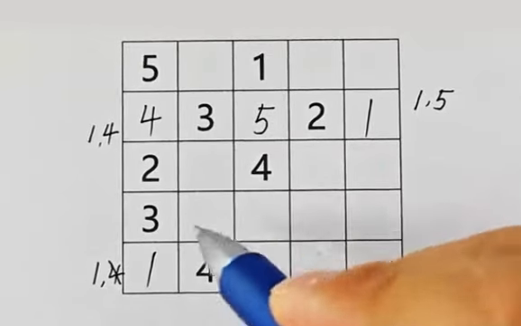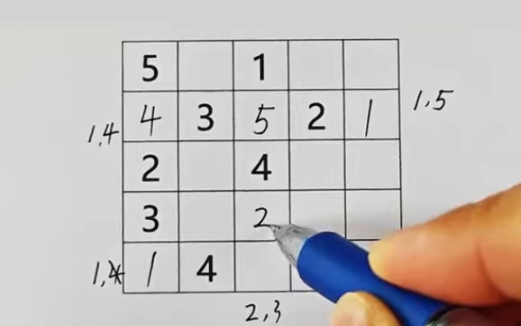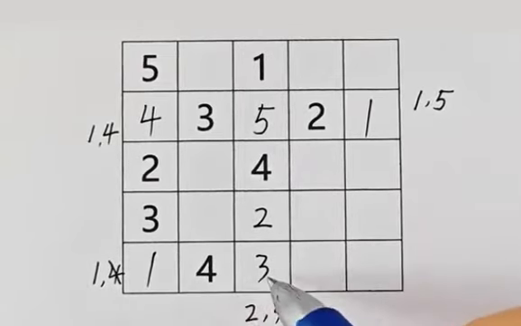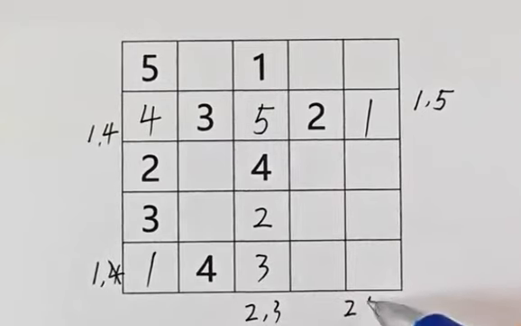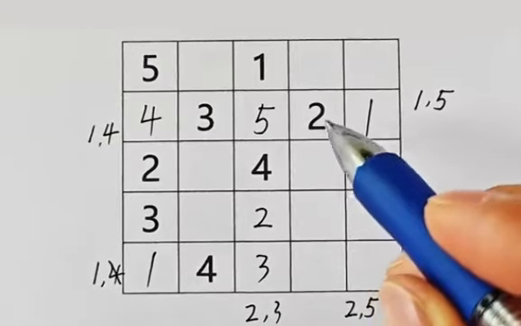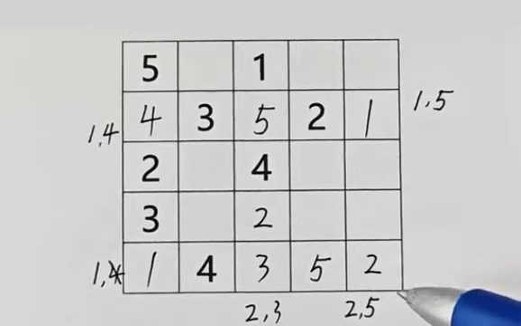Looking horizontally, there's already a 3 here, so it can't be 3. It can only be filled with 2, and here, it can only be 3. Using the same method, 1, 4, 3, the remaining numbers are 2 and 5. Is it 2 or 5? There's already a 2 above. It can't be used, so it can only be filled with 5, and 2 has to go here.